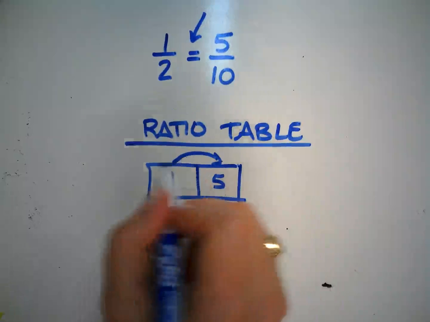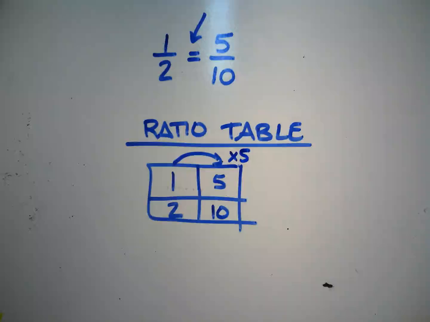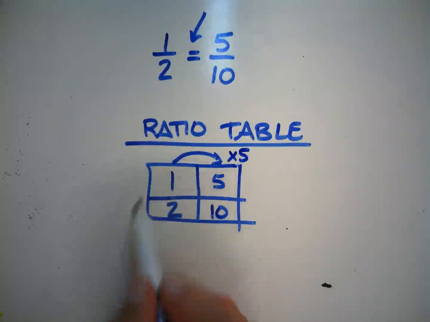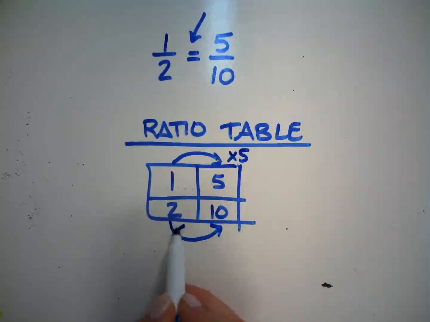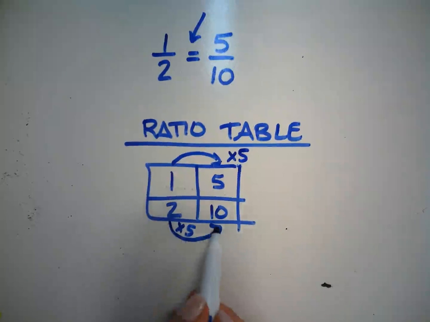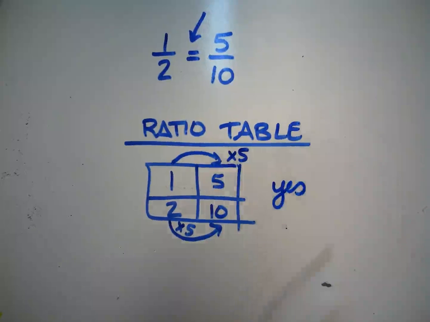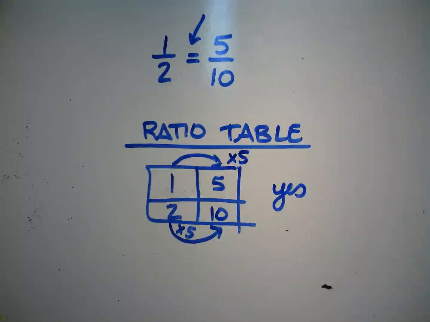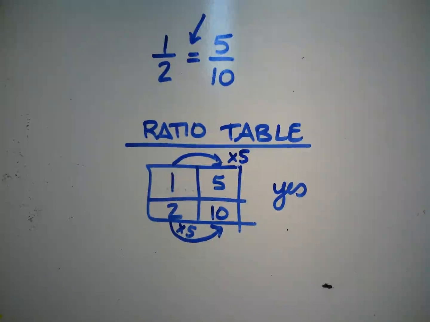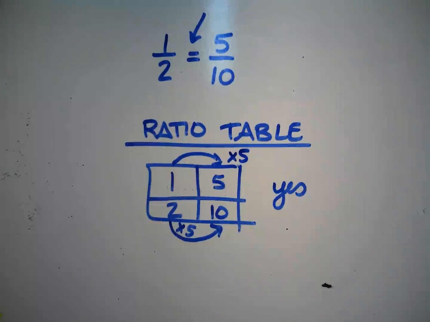So times 5 on top. And if I can do the same thing on the bottom and get it to work out, what is 2 times 5? 10. So since it does, in fact, give me the 10 I have, then yes, these are in proportion. Okay? So if I can do the same thing on the top as I can do on the bottom and I get equivalent ratios, we know that they're in proportion. Does that make sense? Proportion means equal.